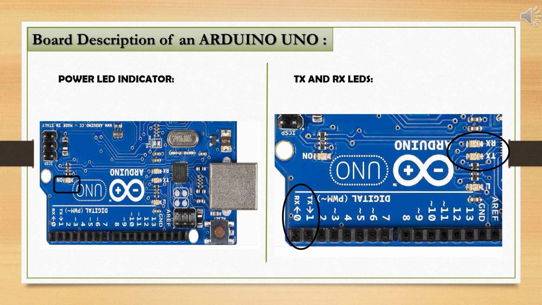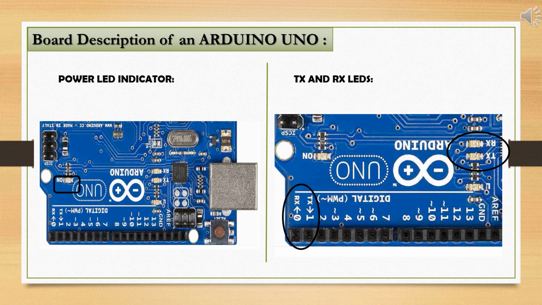Next one, TX and RX LEDs. What is this TX and RX? Transmitter and receiver. On your board, you will find two labels, TX and RX. They appear in two places on the Arduino UNO board. First, at the digital pins 0 and 1, to indicate the pins responsible for serial communication. Second, the TX and RX LEDs.